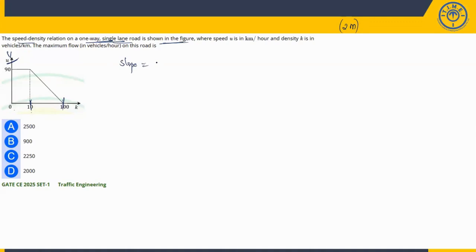At k equal to 10, what is the value of y? Tell me. At a density of 10, the y value, that is velocity, is 90. That is 90 minus, at 100 the speed is 0, so 0 by, here x value density is 10 minus 100, that is 90 by minus 90. Slope is minus 1. Does anyone have any doubts in this?